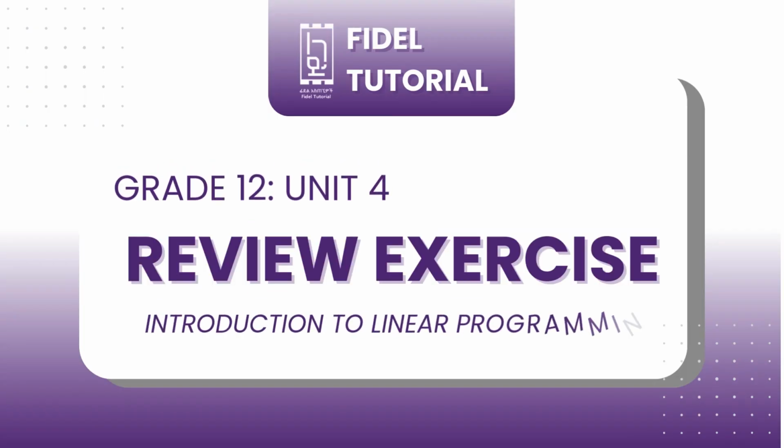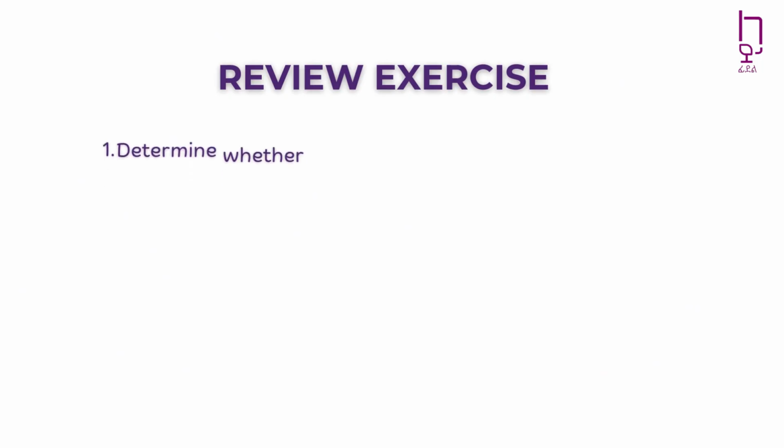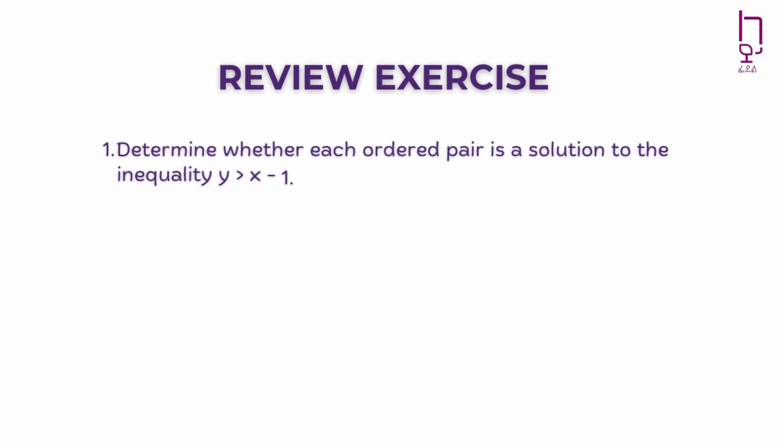Okay, students, we have finished the topic for today. So to wrap up this chapter, we're going to do review exercises. We're going to do 3 questions from here. The first question says determine whether each ordered pair is a solution to the inequality y is greater than x minus 1. So you check if (0, 1) and (-4, -1) are part of the solution for the inequality.